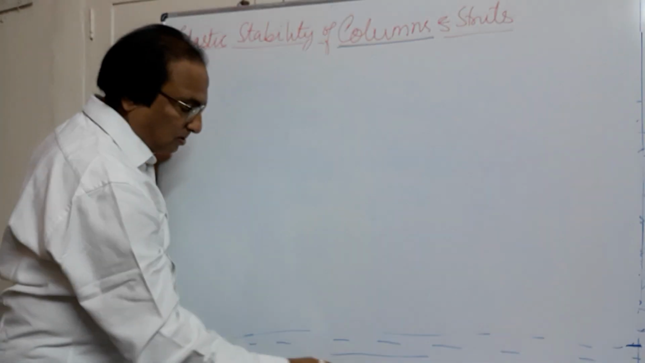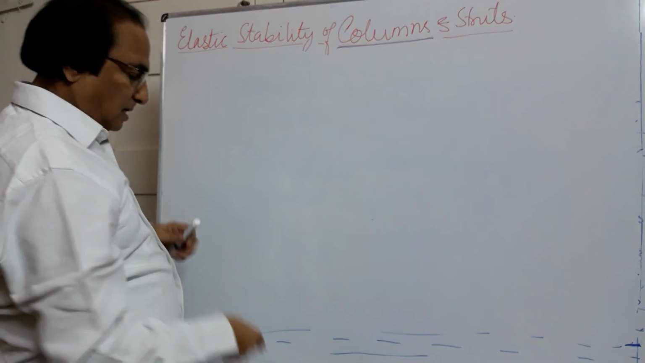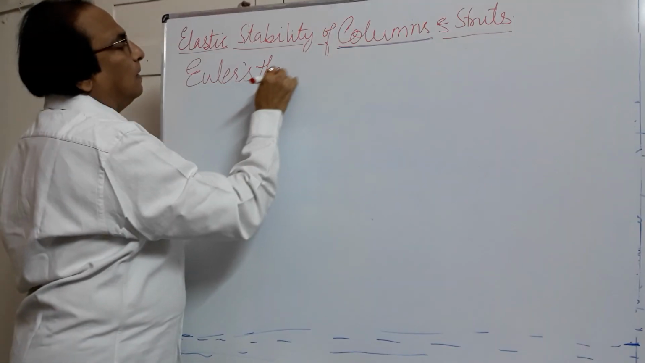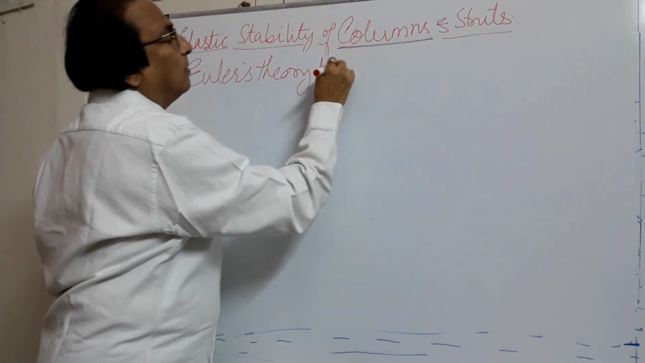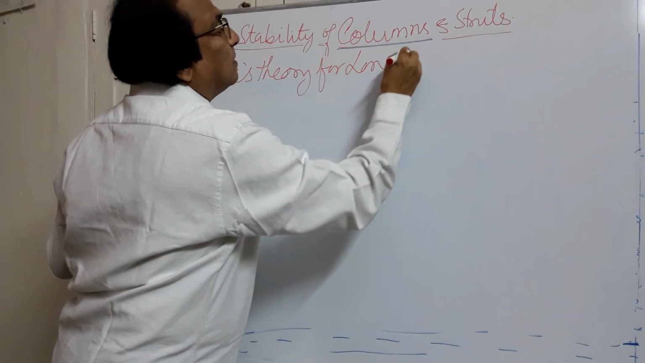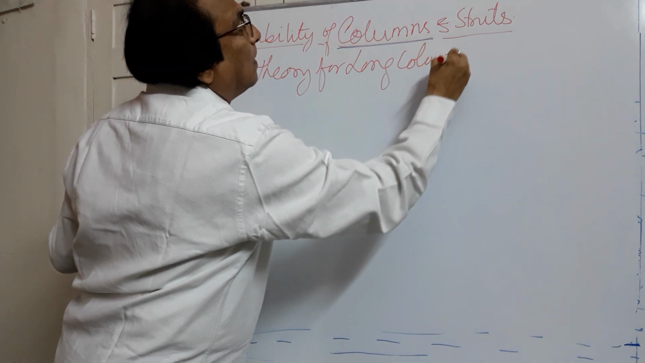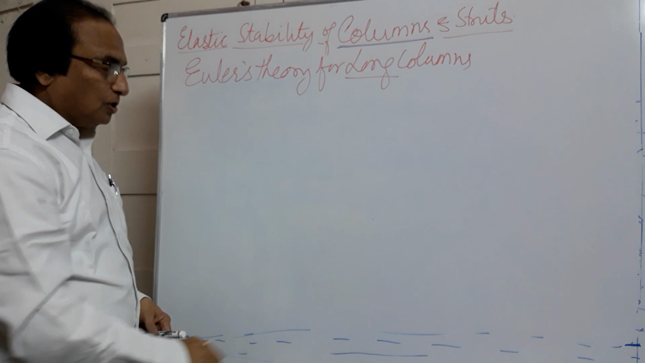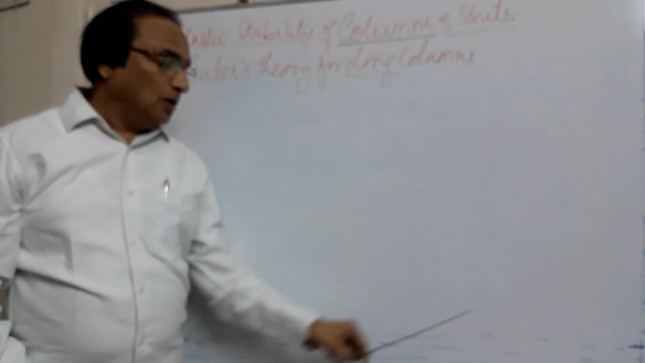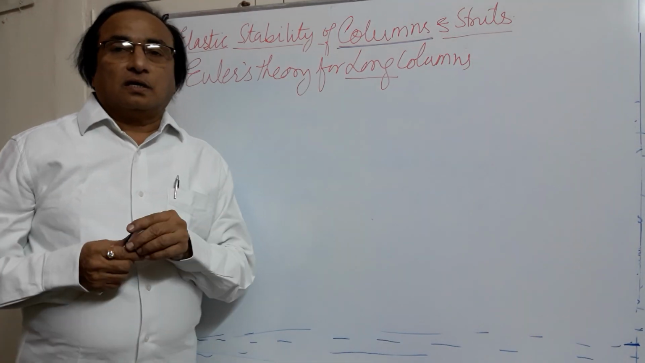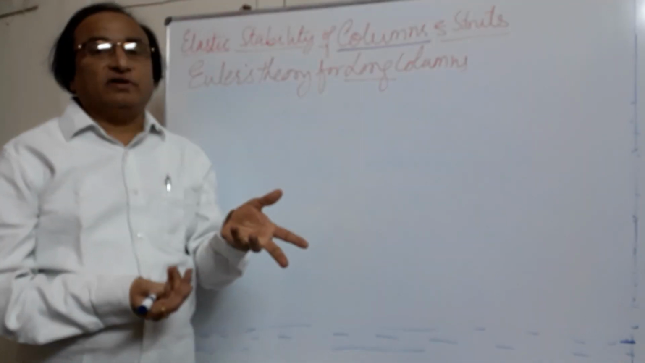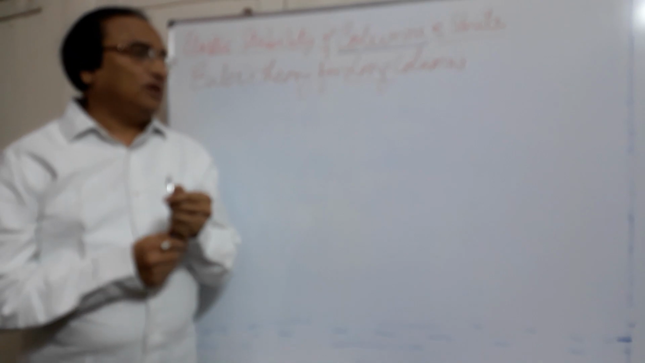Now coming to an important theorem, what you call Euler's theory for long columns. Euler had developed a formula to find out the crushing load or the buckling load, how much maximum load it can take before it fails. That is the purpose of what we need to do here.